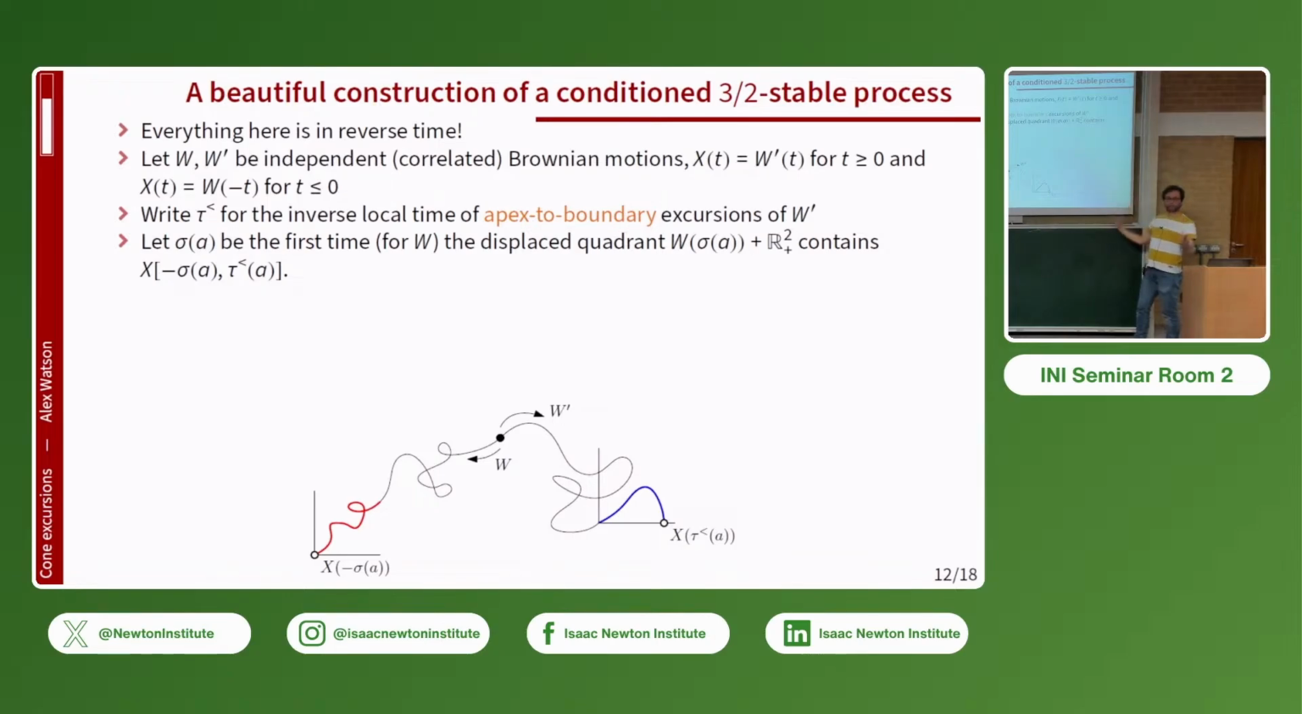Now I try to build a cone excursion that contains that bit of the path. So let sigma be the first time for this backwards Brownian motion that the quadrant with apex at W of sigma, or X of minus sigma, contains the entire path from that time up to X of tau a. Hopefully you can see this is like the backwards version of what we were doing on slide 2 or whatever.